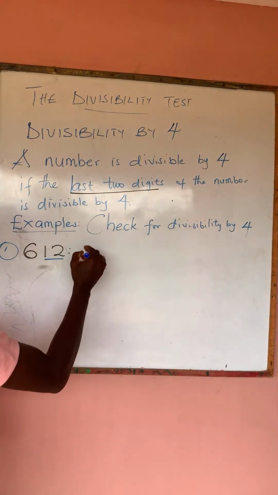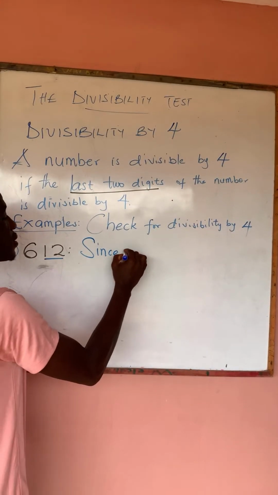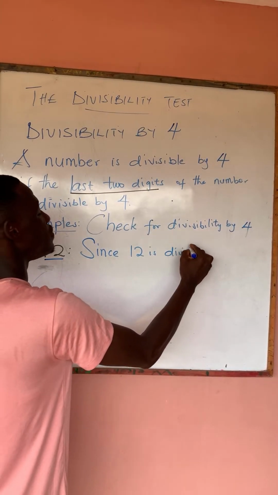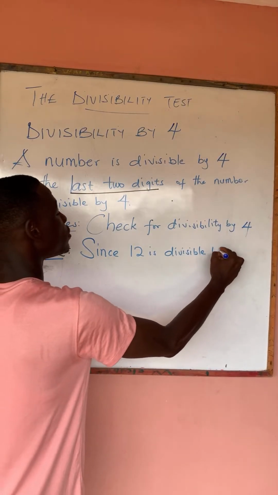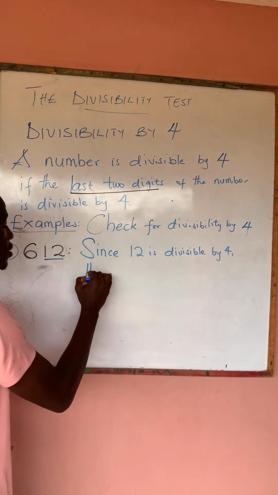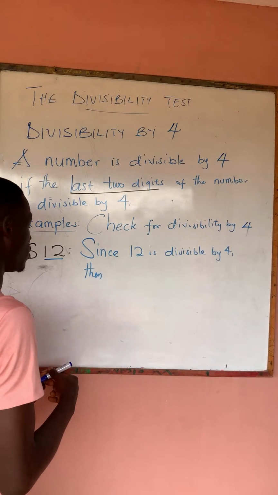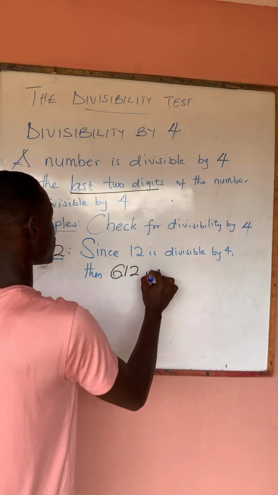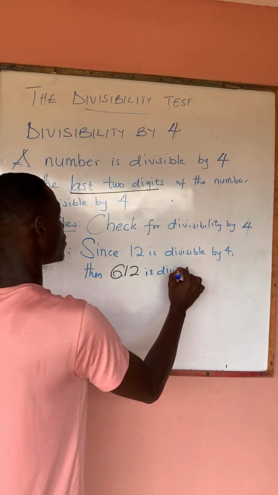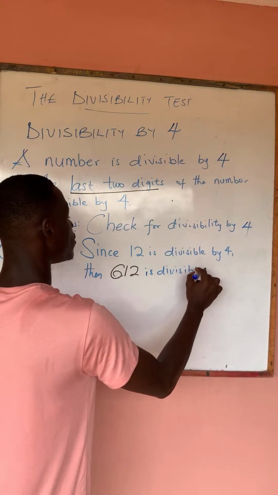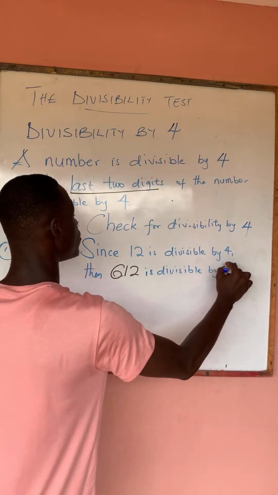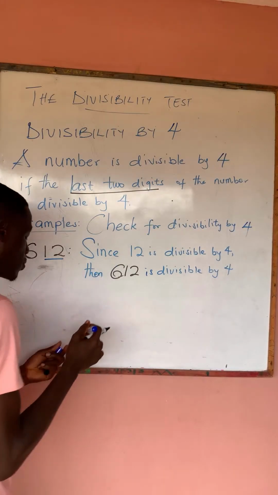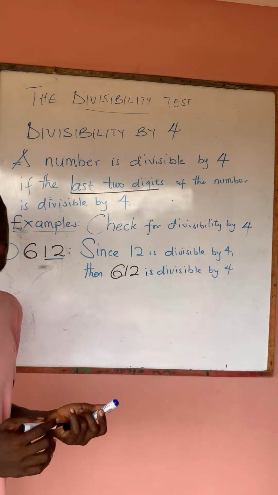That's our conclusion: since 12 is divisible by 4, then 612 is divisible by 4.